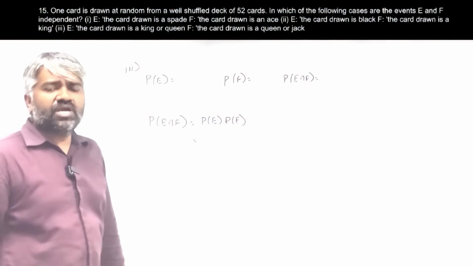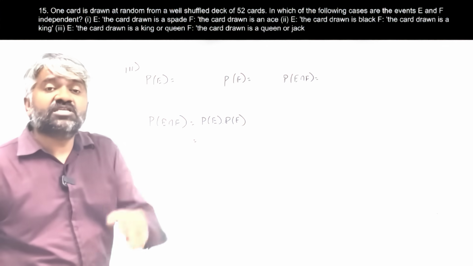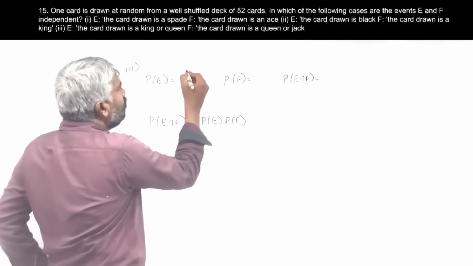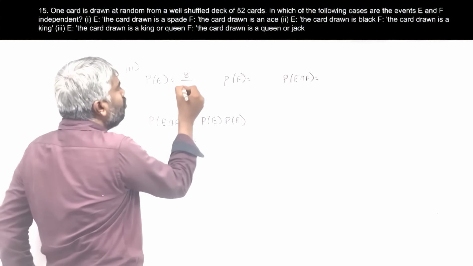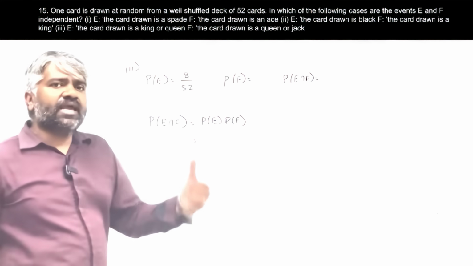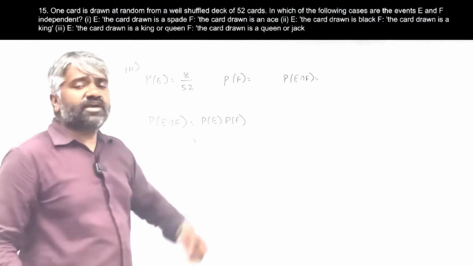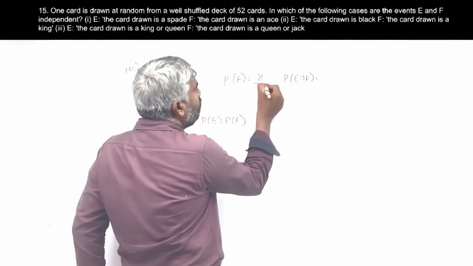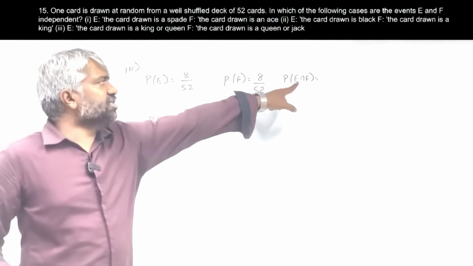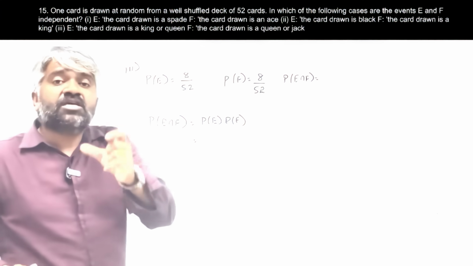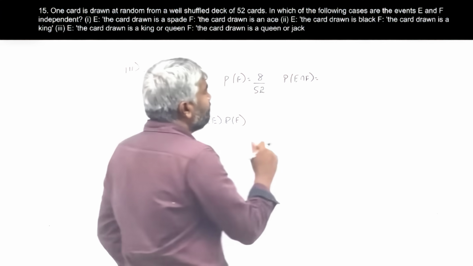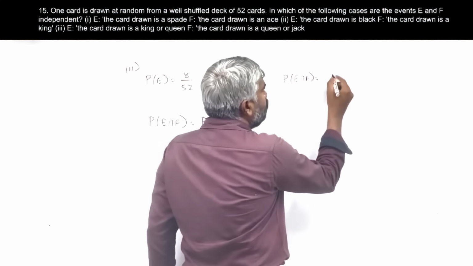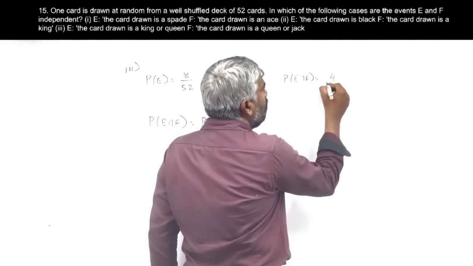Next we can move to the third subdivision in the same question. P of E for this condition is king or queen. Totally you have 4 kings and 4 queens in this pack, so 8 cards are there. Next, what is F? It can be queen or jack. You have 4 queens and 4 jacks, which is 8 by 52. What is intersection E and F? In both the cases, queen comes common. So you have 4 queens, which is 4 by 52, right?